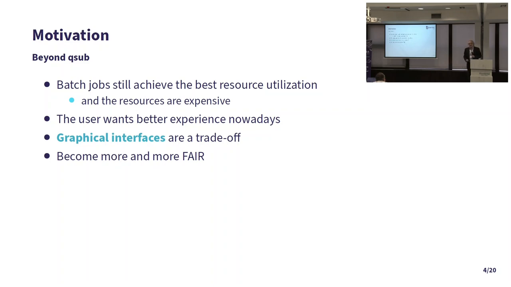On one side, we work still with the batch jobs on the infrastructure. The reason is quite pragmatic and quite economic. We are aiming at the best utilization of the infrastructure because the infrastructure and the electricity is expensive, so we want to use it as much as possible.